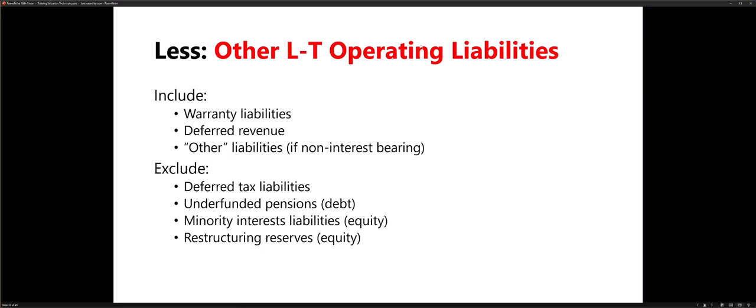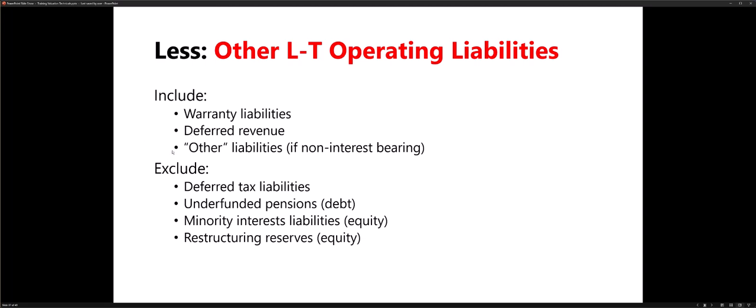So other long-term operating liabilities, you have your warranty liabilities. Of course, you need it when you sell a laptop. It comes with a warranty for like a year or two. When something breaks, you have to provide that warranty. It's part of running your computer business.